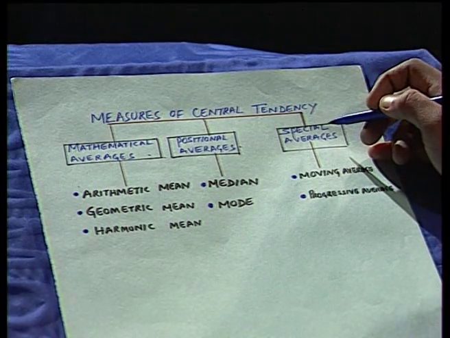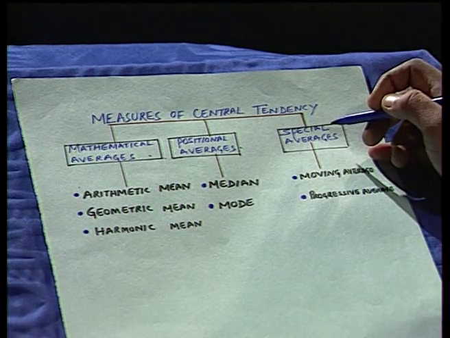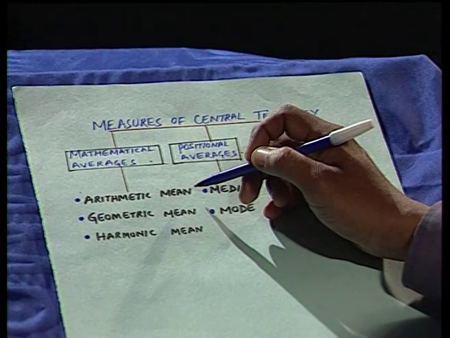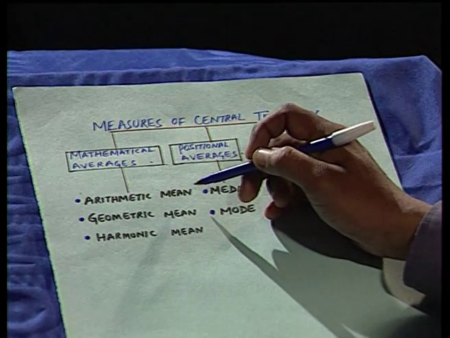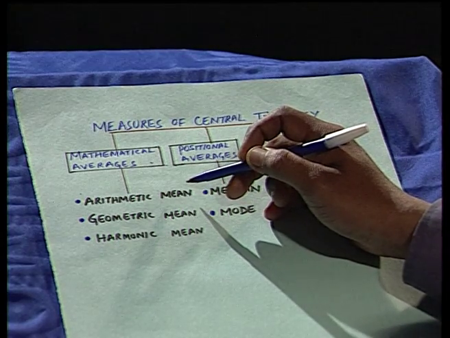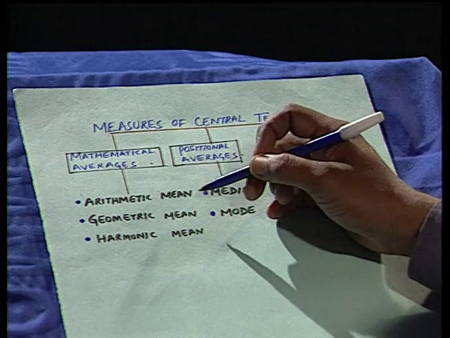Now, today's discussion is limited only to the first category, that is, the mathematical averages. We will be discussing only arithmetic mean and its calculation by making use of the data given under individual observations, then discrete series and the continuous series. We will take up the calculation part. We will try to understand the computation of arithmetic mean for individual series by using the direct method first.